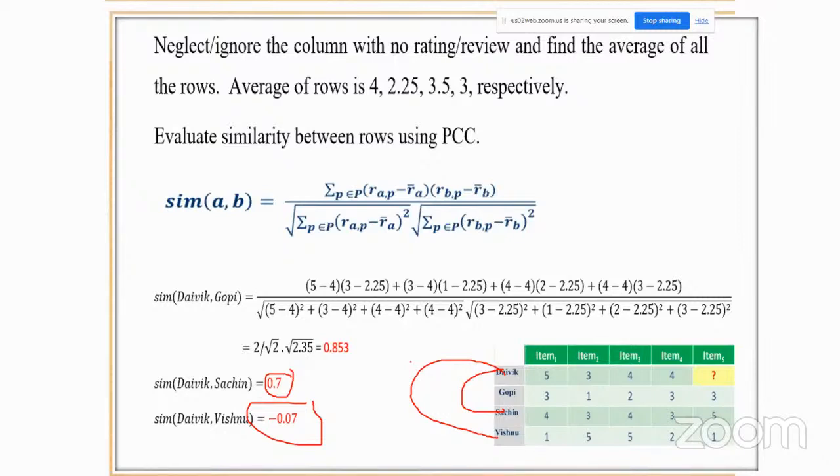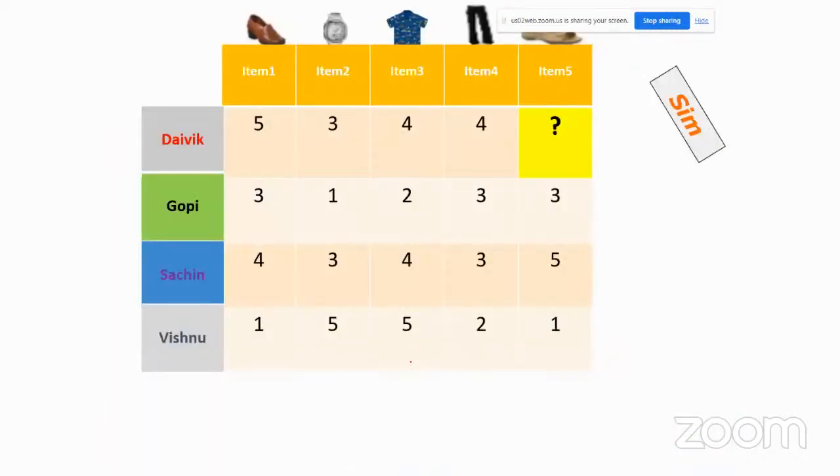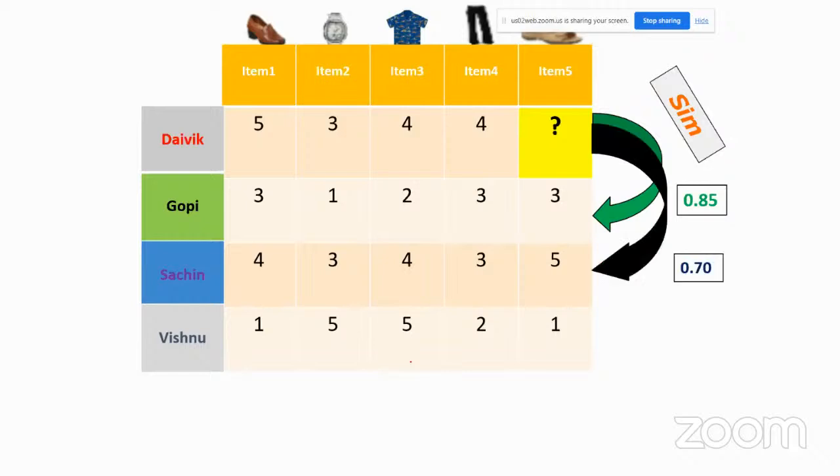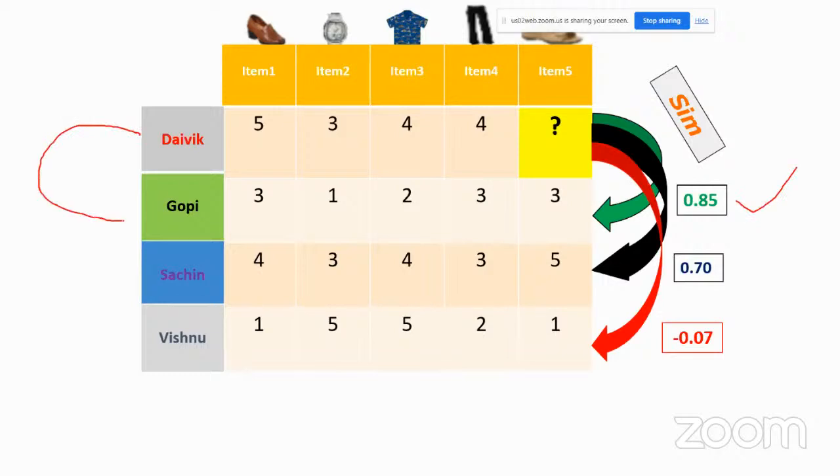So finally, we have done the similarity measure between all the users. So now we can check which user is more similar to Daivik, followed by recommendation. You can see here, we have already done the calculations of Daivik to Gopi similarity measure 0.85, 85%, and Daivik to Sachin, we have calculated 70% similarity, and last one, Daivik to Vishnu, 0%. Negative means 0%. Out of all the correlation coefficient values, that is called similarity measures, 85 is the highest. That means Daivik and Gopi have the highest similarity.